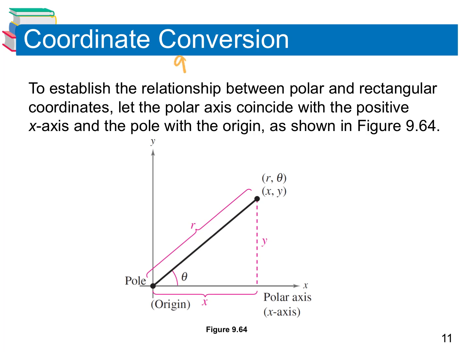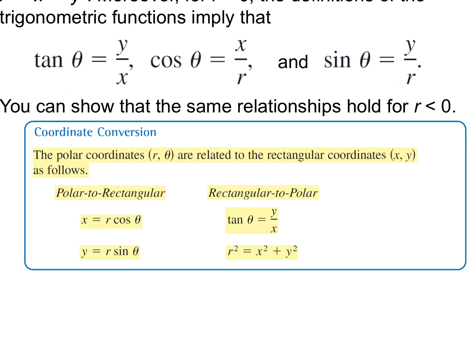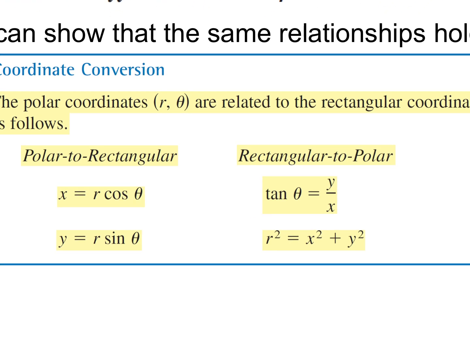Right, 9.5 part 2. So we are going to be converting polar points to rectangular points, or rectangular coordinates, and rectangular coordinates to polar coordinates. We're going back and forth. So we have formulas for each. If we are going from polar to rectangular, we use these two formulas.